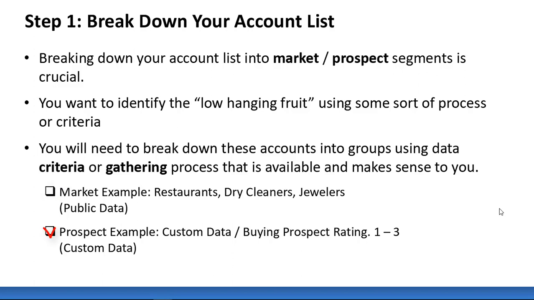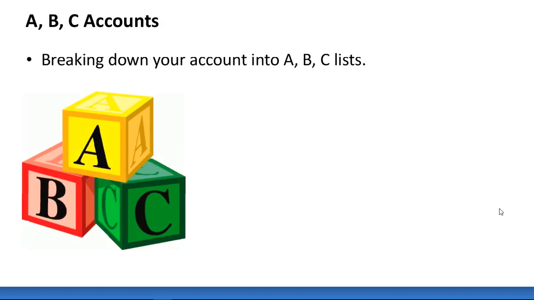Another way you could do this is by custom data and buying prospect in a grading system. In my example here, I do a 1 through 3. I like to break things down into A, B, and C accounts, but you might have a more granular way of prioritizing your accounts using some other custom data. For example, revenue, or perhaps a market segment where you know they have a competitor product and you're going to try to conquest to that competitor. So let's take a look at that in a little bit more detail.